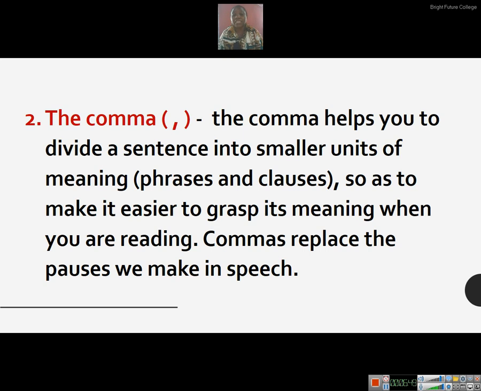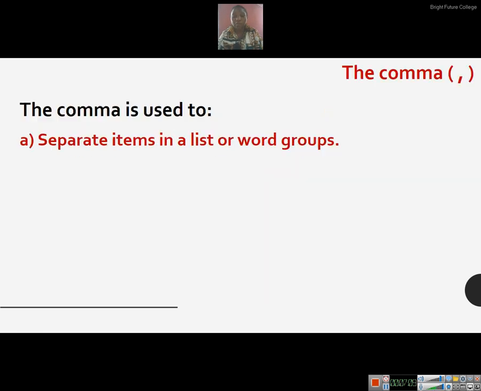And then when the sentence ends, you use the full stop. But when you break the sentence or divide the sentence into units, you use the comma. It helps the reader to know that there was a pause or there was a break there while you were saying or writing what you have written.